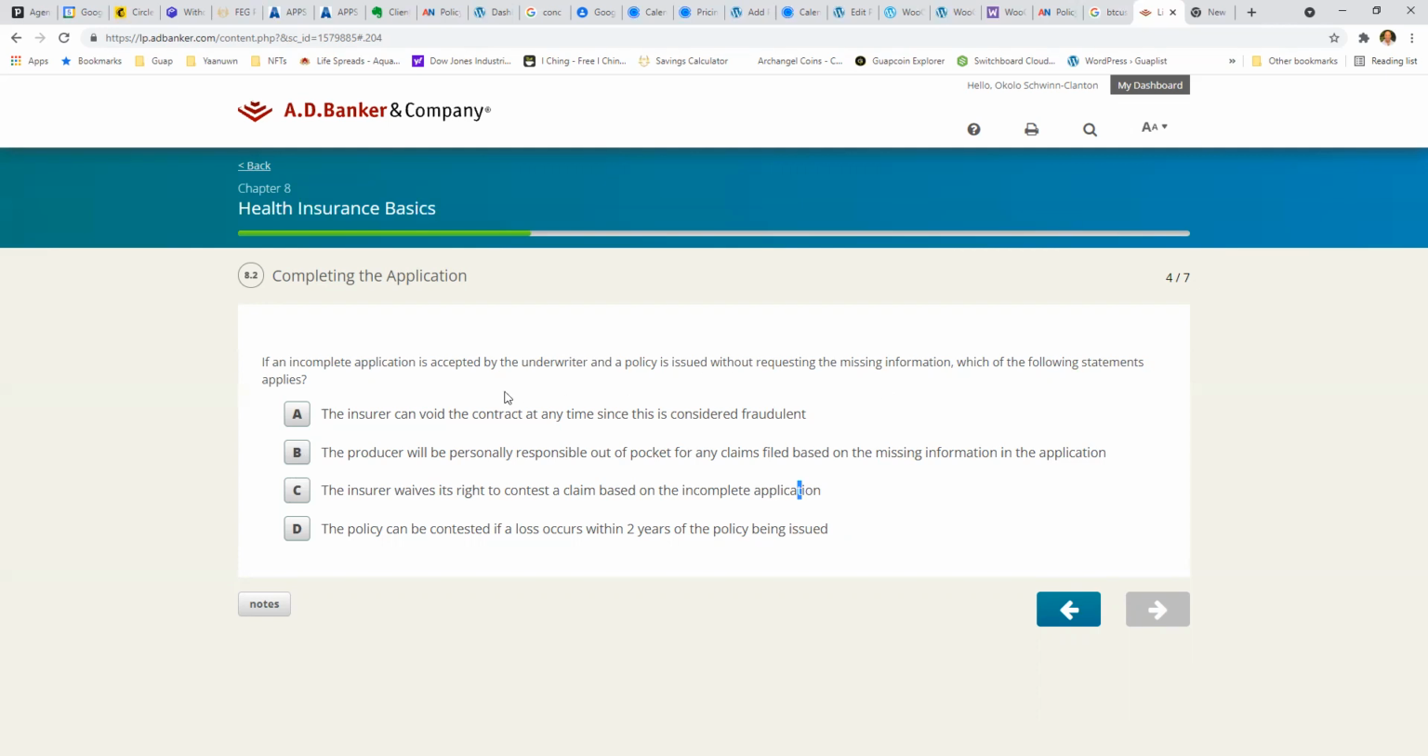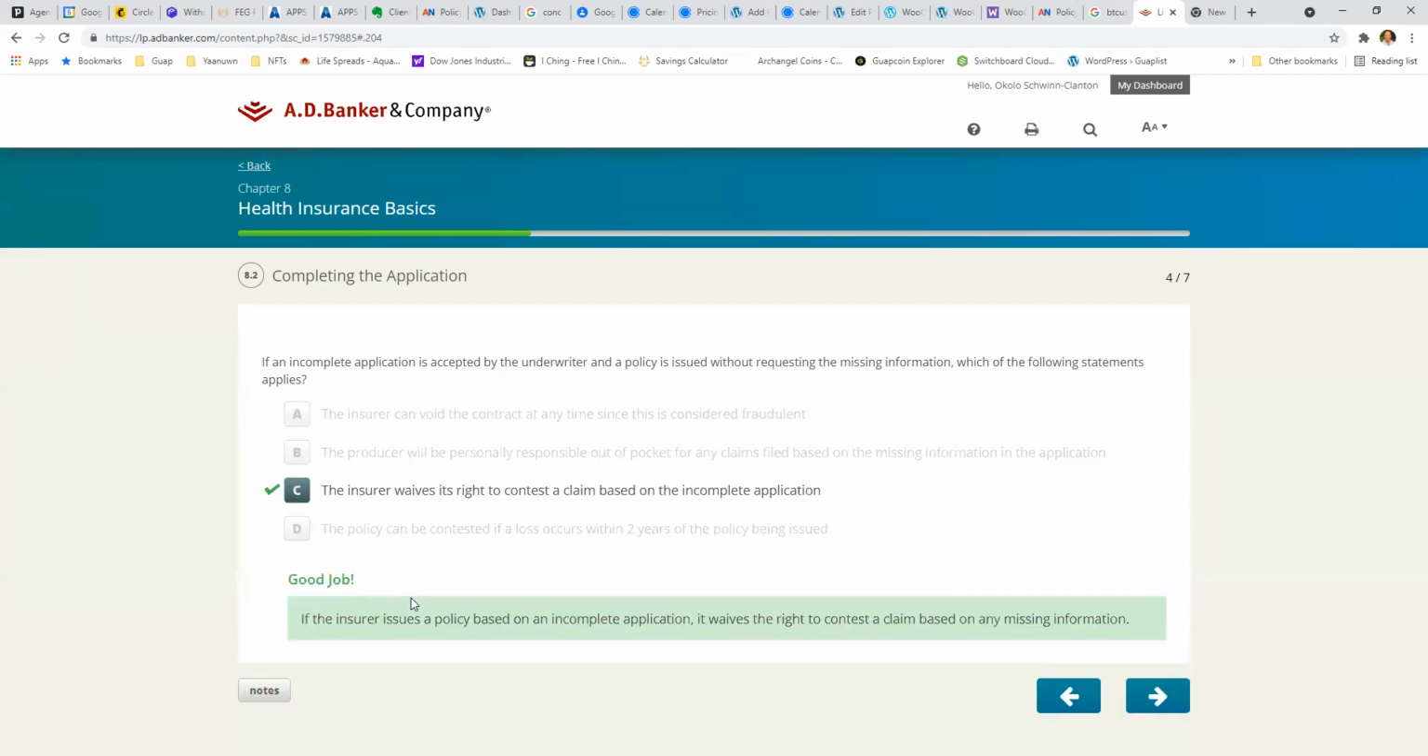This is a tough one, I think it might actually be C. If they accepted it with the missing information, that is not the insured's fault. So they have to take the responsibility, I'm pretty sure. So I think it's C. Anyone else have an opinion? I think it's C. The insurer waives its right to contest a claim based on the incomplete application. If the insurer issues a policy based on an incomplete application, it waives the right to contest a claim based on any missing information.